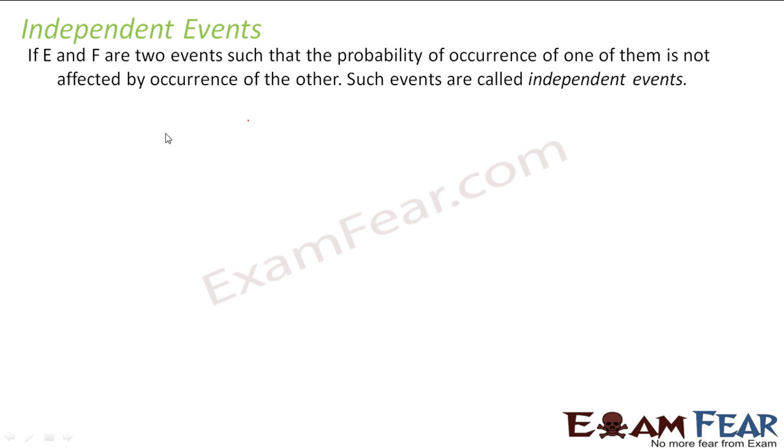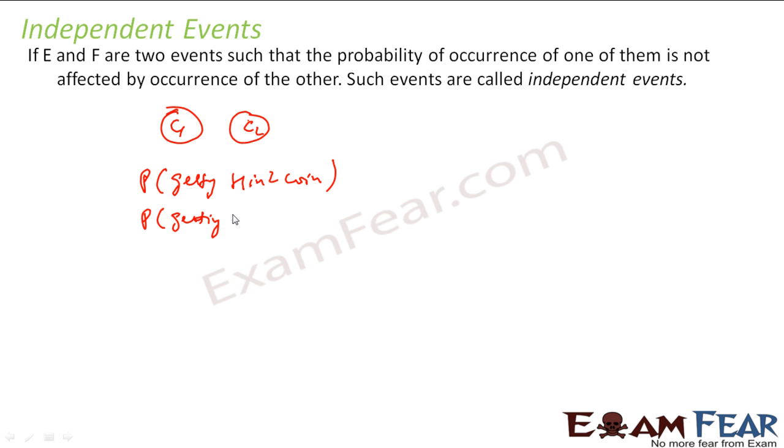Example: when you throw a coin twice, C1 and C2, or the same coin thrown twice, the probability of getting head in the second coin is independent of the probability of getting head in the first coin. The probability of getting head or tail in the first coin is independent of the probability of getting head or tail in the second coin. Both are independent, they don't matter to each other.